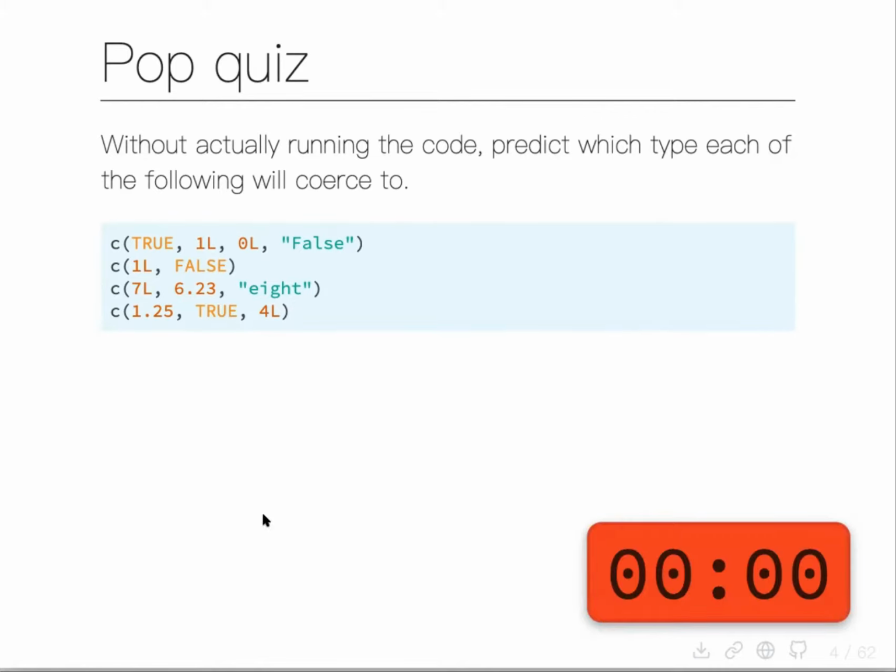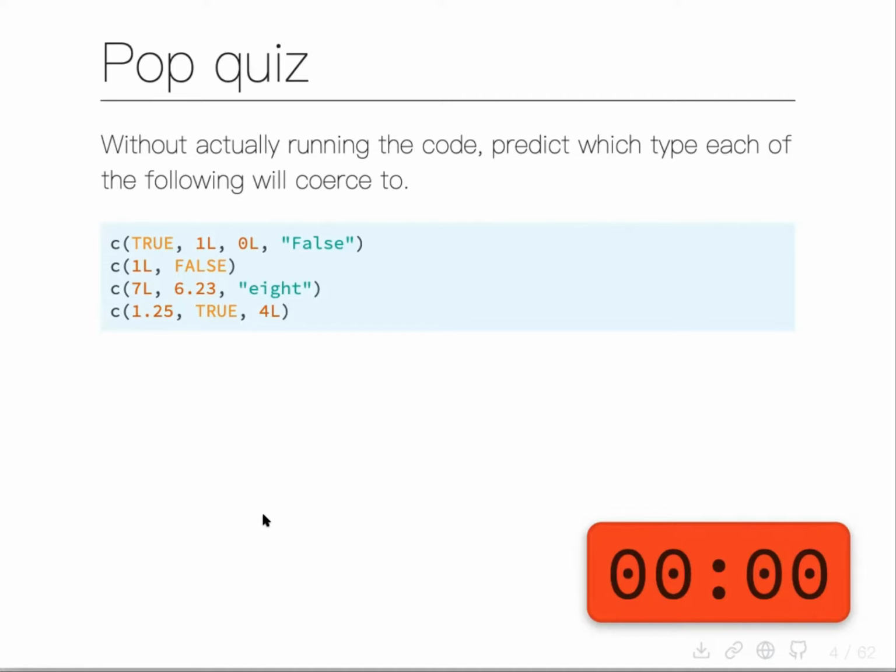Okay, so first one, true, 1L, 0L, false, but in quotes. What do you think that one's going to coerce to? Somebody volunteer, please. String? String, correct. Character. And why is that? It's the lowest common denominator. If there's strings in there, it's going to be a character. Yes. So that is correct. So it's the most flexible type, right?